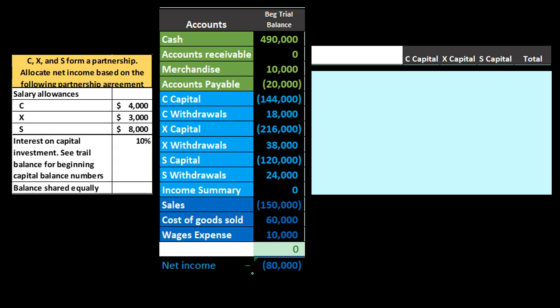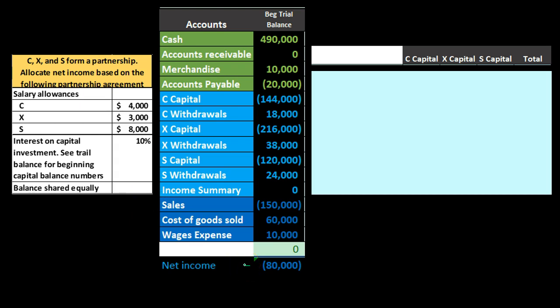Now, what we're doing here is we're trying to get this $80,000 to close out. So we're going to do the closing process and allocate that net income to the proper capital accounts. We'll do that with a journal entry. We'll also do it with a table here. Now, with our table, we're going to have a more complex scenario to show the different ways that we can allocate the net income.